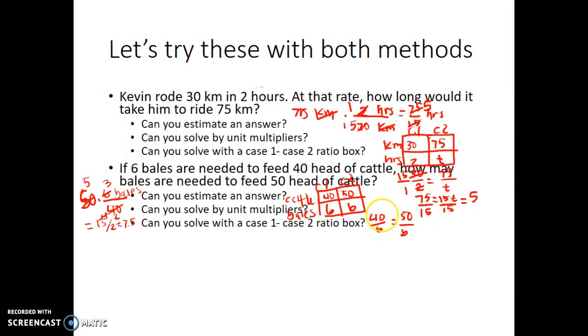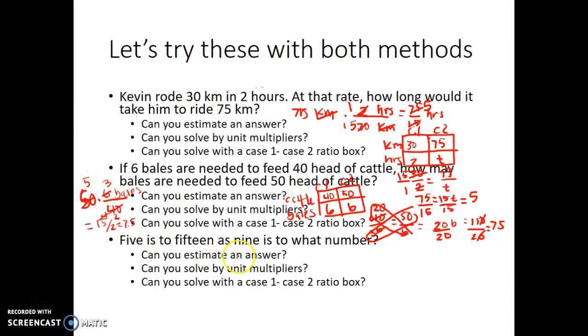And again, I could use any of my strategies. I could think, okay, well, if I multiply 40 by 5/4, then I'm going to get 50. Or I could do my cross products and set them equal to each other. Anything you want. I always like to reduce first. So let's just do the cross products this time. I could say that 20B equals 150. And again, I get 7.5.